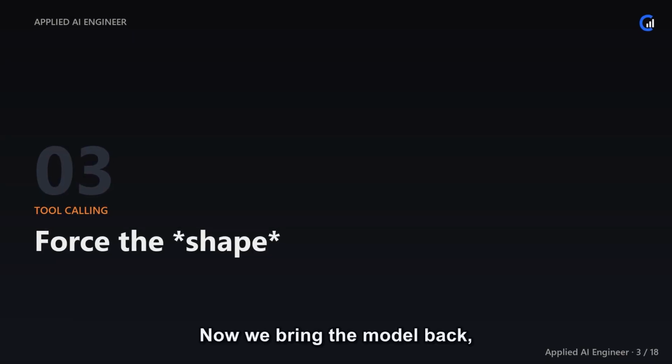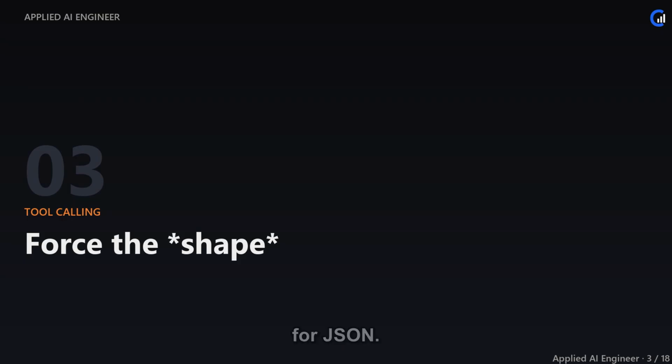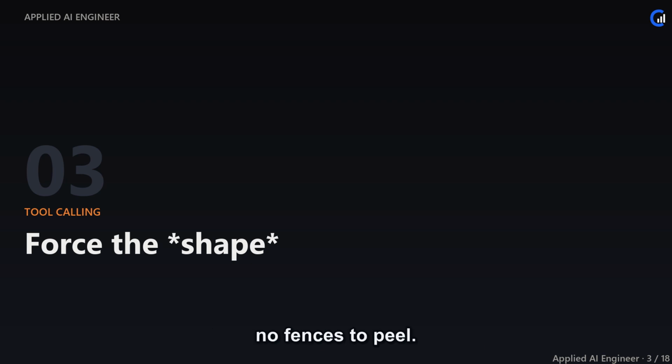Now we bring the model back, and we do not ask it nicely for JSON. We use tool calling. Instead of telling the model please reply in JSON, we give it a tool whose input is our schema, and we force it to call that tool. Its arguments come back as a clean structured object, no prose to strip, no fences to peel. This is the reliable path to structured output.